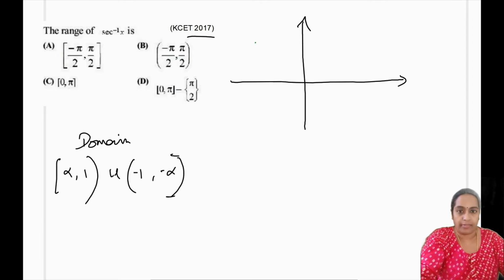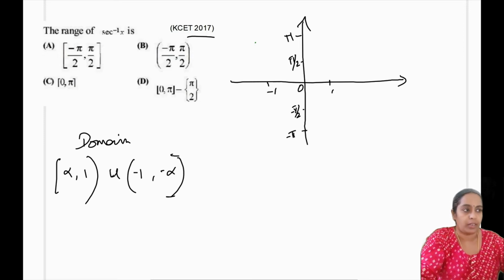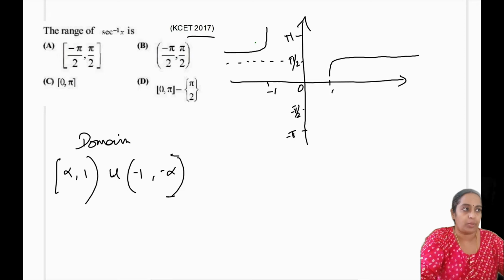So let's draw the graph here. So we have 0, 1, minus 1, pi by 2, pi, minus pi by 2, minus pi. So when you look at the domain, the graph needs to be from 1 to infinity. So the graph will be from 1 to infinity and again from minus 1 to minus infinity. So minus 1 is here, minus 1. So minus infinity to minus 1. So the graph will come like this. And excluding pi by 2. So pi by 2 is actually getting excluded.